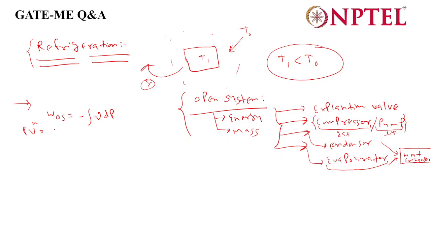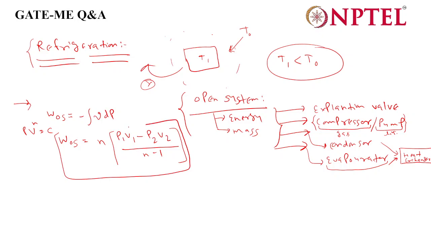Okay, there is a process PV to the power n equals constant. What would be the work done for an open system? P1V1 minus P2V2, divided by gamma minus 1. Not gamma here, n. So this is it. Okay, what are the assumptions here? Can anyone tell?